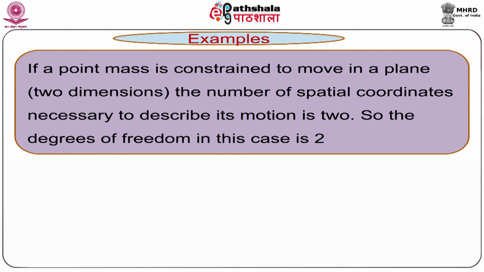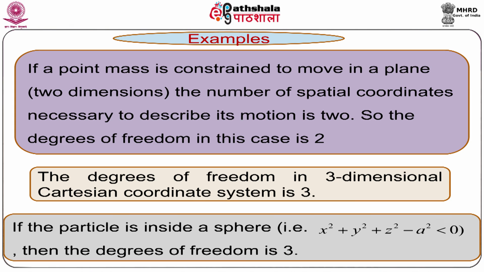Consider an example. If a point mass is considered to move in a plane, that is in 2 dimensions, the number of spatial coordinates necessary to describe its motion is 2. So, the degrees of freedom in this case is also 2. Consider a particle moving on the surface x square plus y square plus z square equals a square. In this case, the degrees of freedom is 2, though the number of coordinates in a 3-dimensional Cartesian system is 3. If the particle is inside the sphere, that is, it satisfies the relation x square plus y square plus z square minus a square less than 0, then the degrees of freedom is 3.